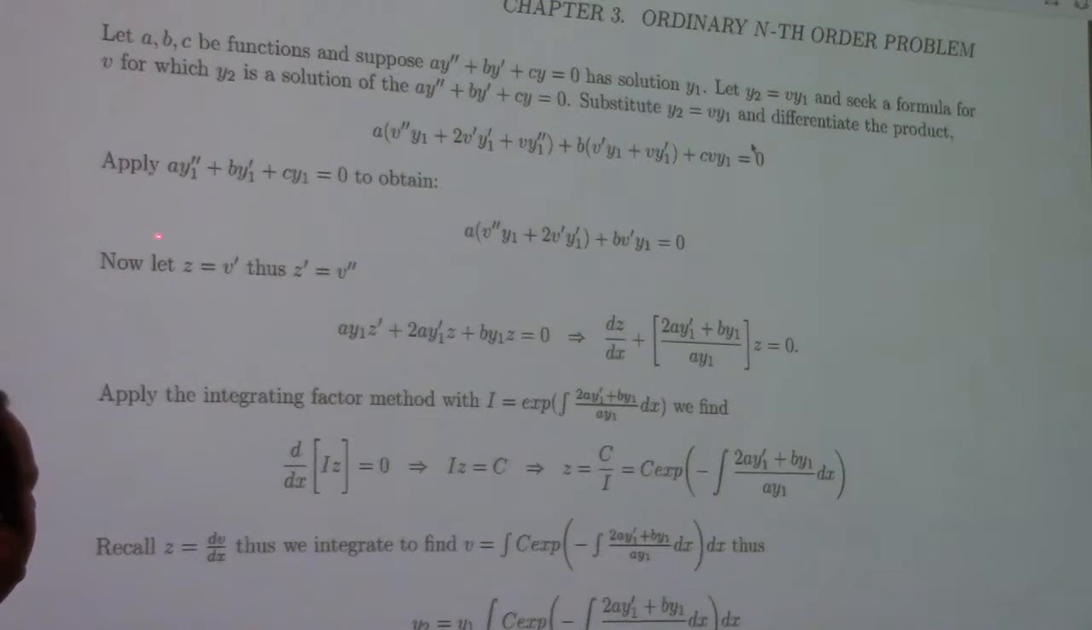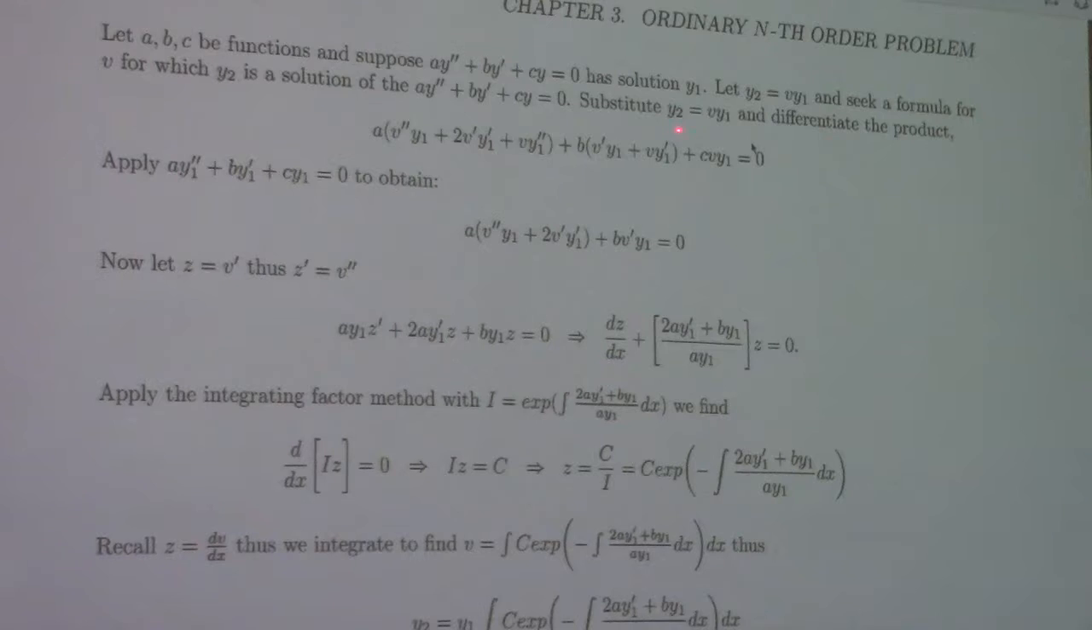What happens? Well, you know a y1 prime prime plus b y1 prime plus c y1 is 0. So that means that this term, that term, and this term go away, just like in the variation of parameters calculation we did, right? Very similar to that. And you're left with things that have derivatives of v. All right?